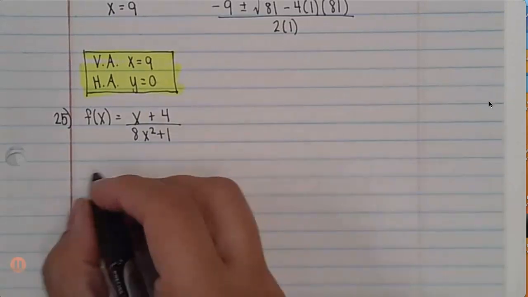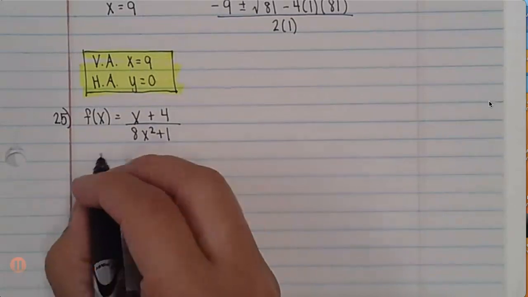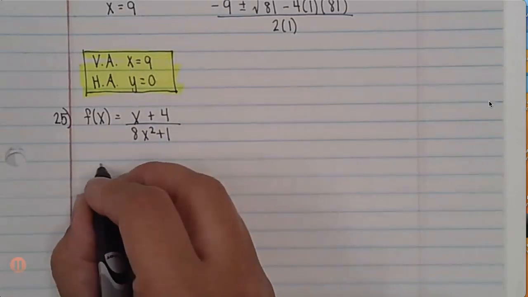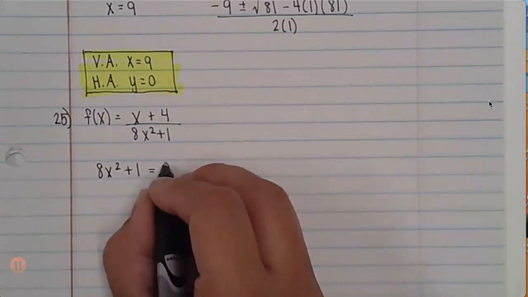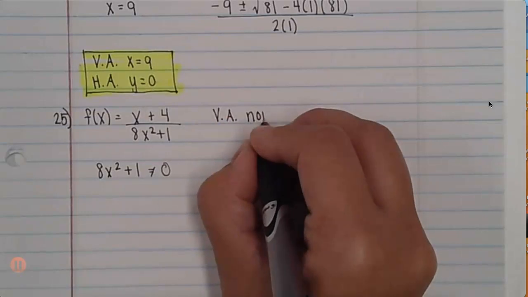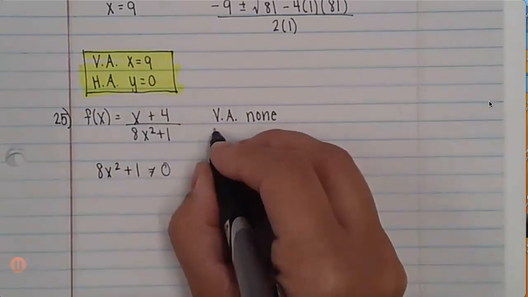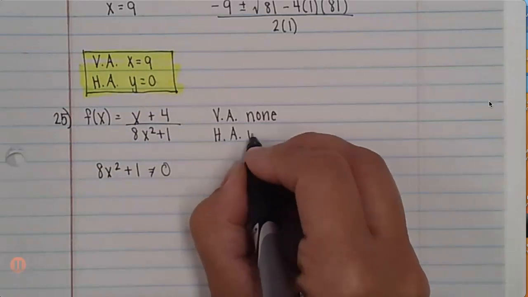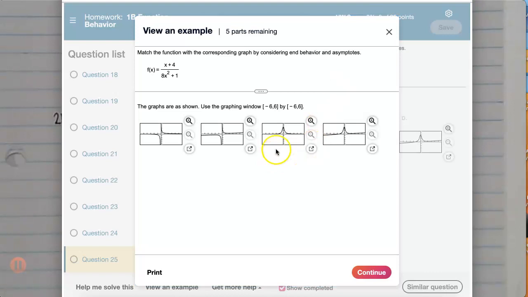I'm just going to find the vertical and horizontal asymptotes, and then we'll figure out the graph by process of elimination. There are no vertical asymptotes because x squared plus 1 doesn't ever equal 0, so vertical asymptotes: none. The degree of the bottom is bigger than the degree of the top, so the horizontal asymptote is y equals 0. So let's take a look here.